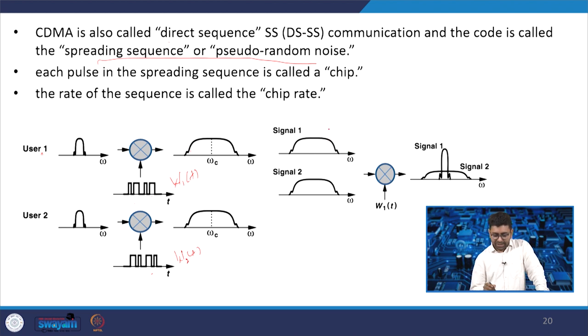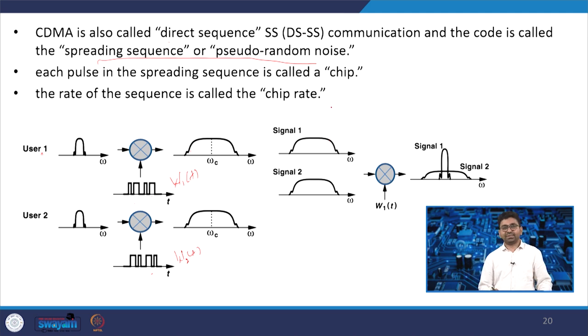Now, when it is multiplied with W1, then what will happen? You will get signal 1, and signal 2 is called noise. Because we are not interested in signal 2, but anyhow we are receiving that signal 2 as well. That is why signal 2 is noise here and signal 1 is our desired signal.